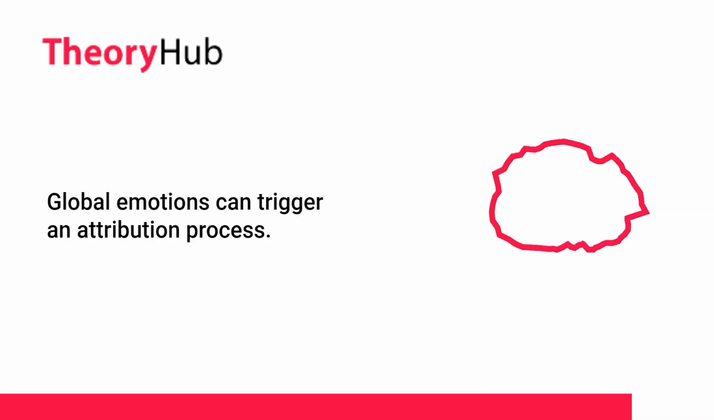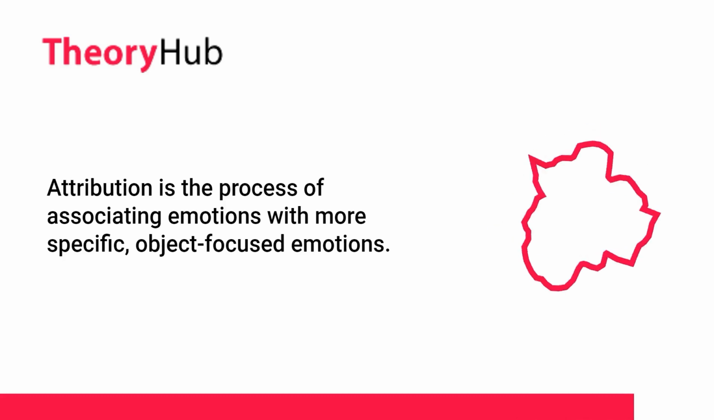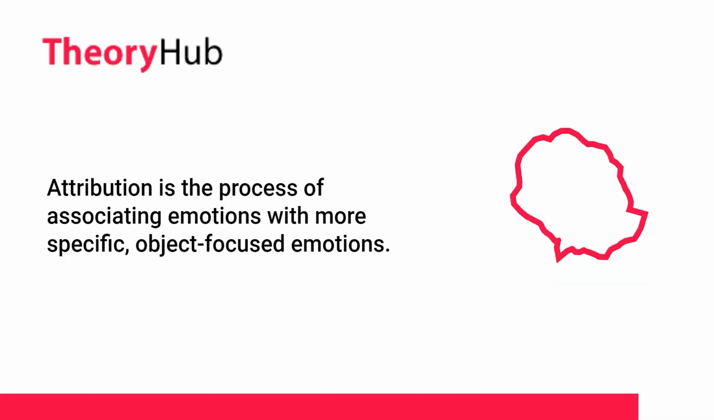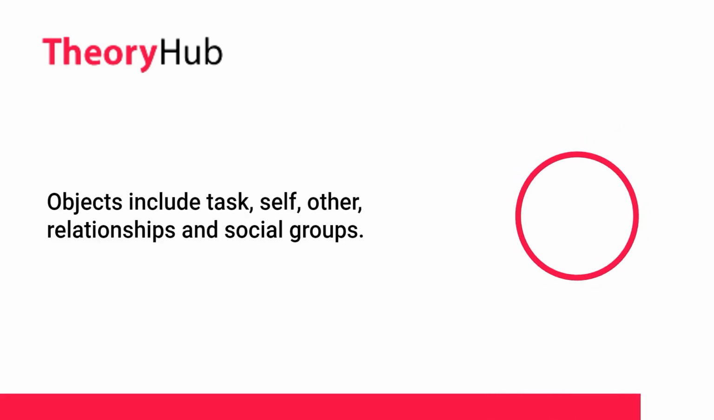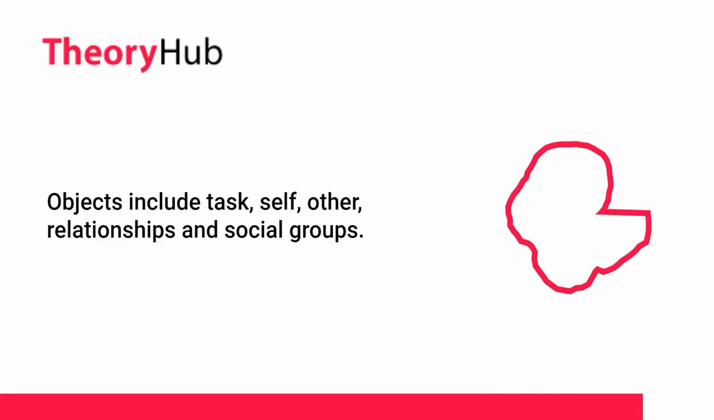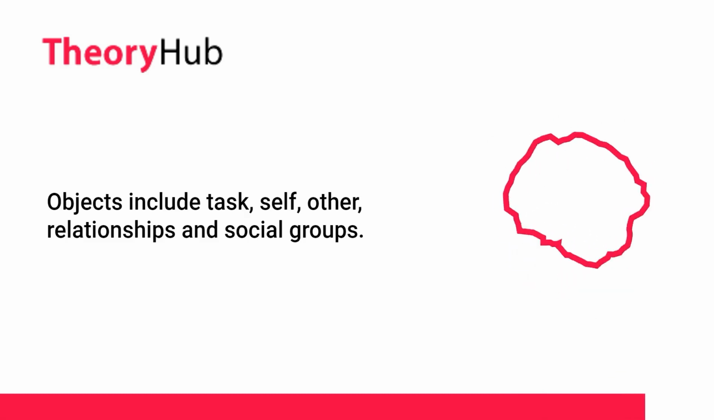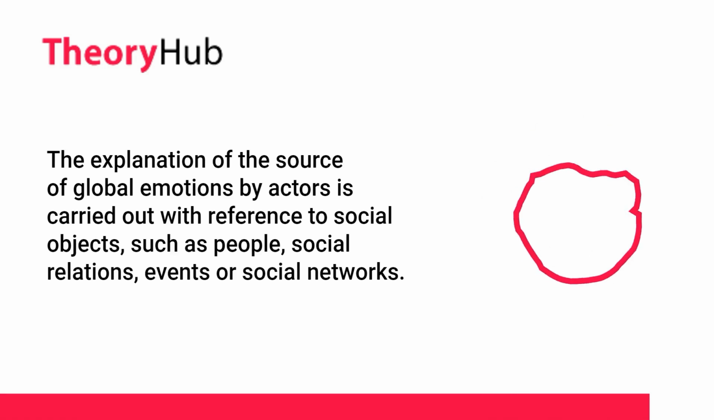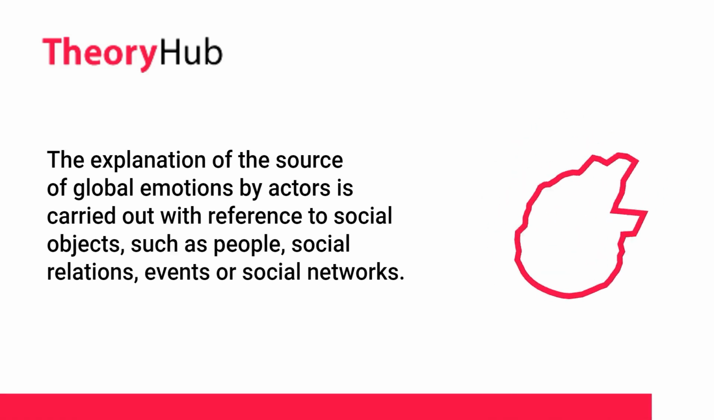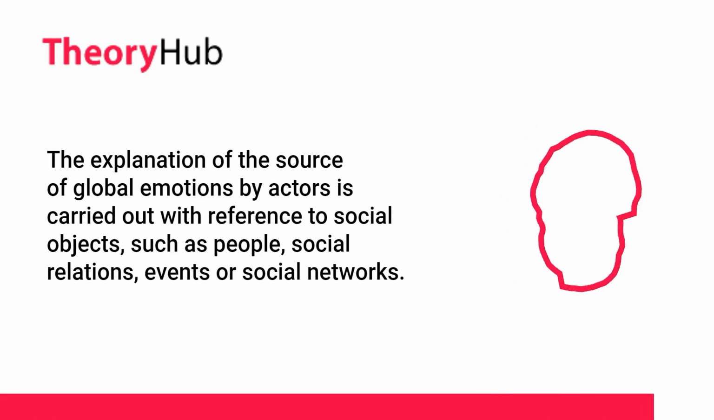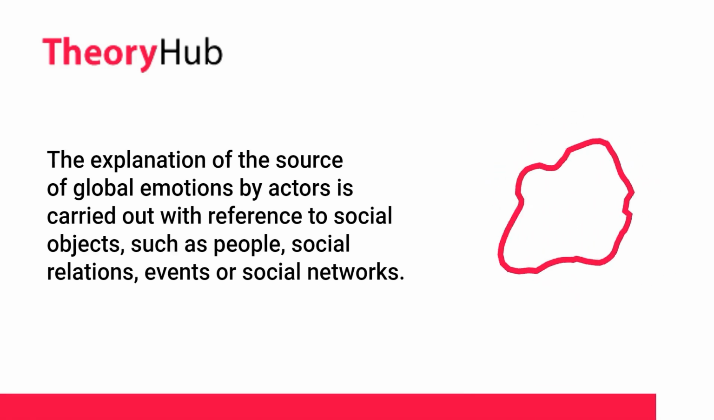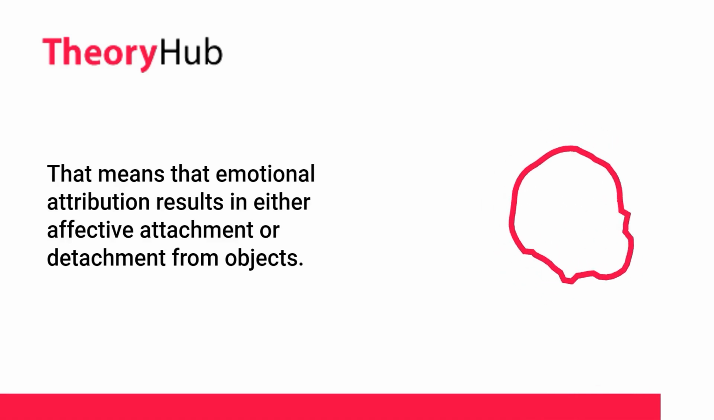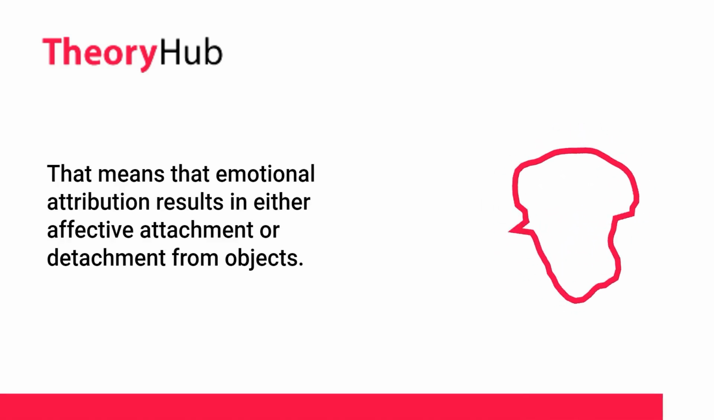Global emotions can trigger an attribution process. Attribution is the process of associating emotions with more specific, object-focused emotions. Objects include task, self, other, relationships, and social groups. The explanation of the source of global emotions by actors is carried out with reference to social objects, such as people, social relations, events, or social networks. That means that emotional attribution results in either affective attachment or detachment from objects.